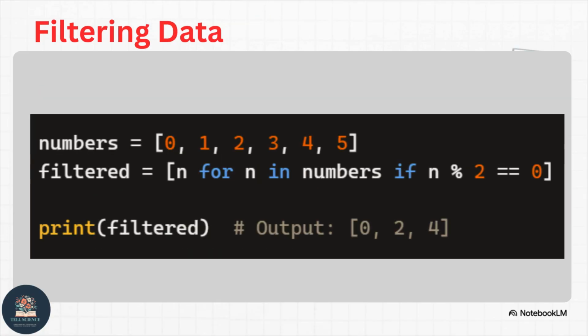Next, data filtering. This compact little line is called a list comprehension. The really important part is at the end, if n % 2 == 0. That percent sign is the modulo operator. It just gives you the remainder of a division. So for every number, this is asking, is the remainder 0 when you divide by 2? If the answer is true, meaning the number is even, it gets to go into the new list. If it's false, it gets left behind.